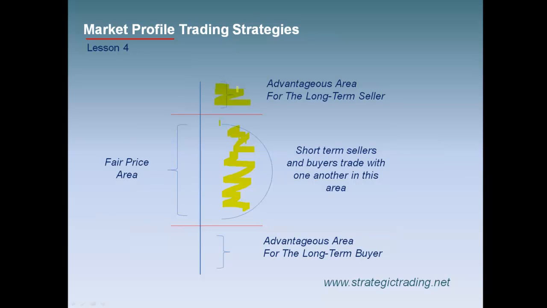So if we are at an unfair high, this is an advantageous area for the long-term seller, and so they'll quickly step in and start selling. On the other hand, the long-term buyer will come in when prices drop so low that they are at what they perceive as an unfair low and pick them up. So long-term sellers and buyers typically are found at the extremes of our price range or the extremes of the profile, and short-term sellers and buyers trade with one another in the value area around fair price.